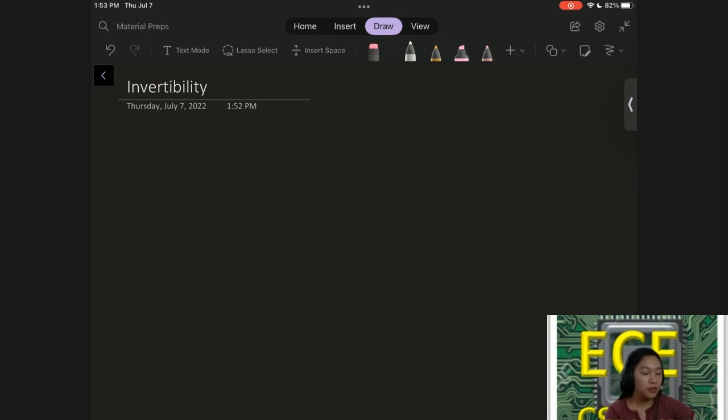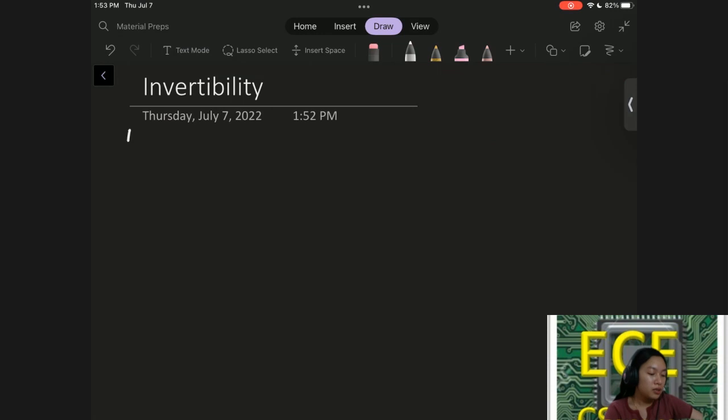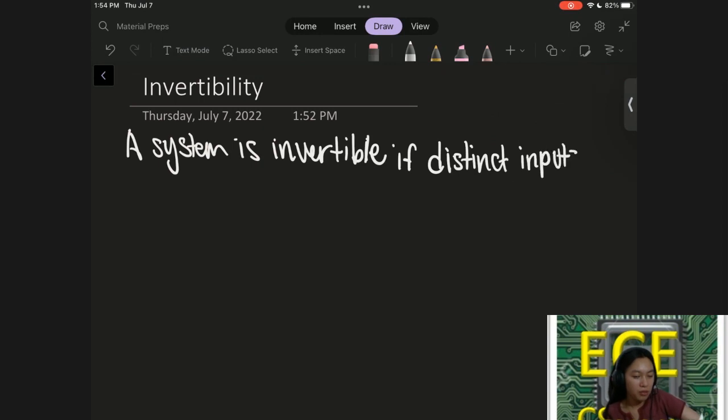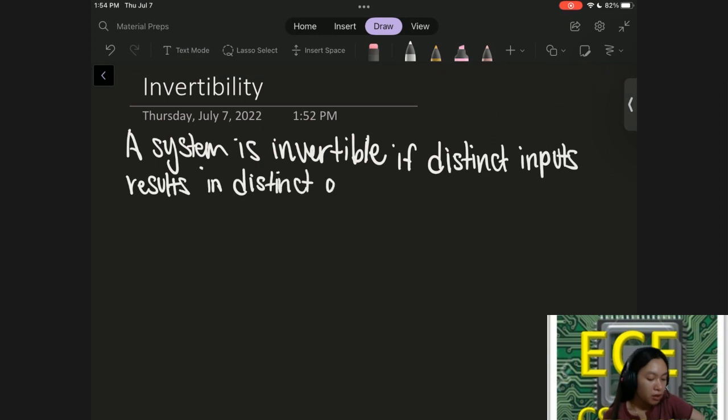Let's define what invertibility is. A system is invertible if there are distinct inputs that result in distinct outputs.